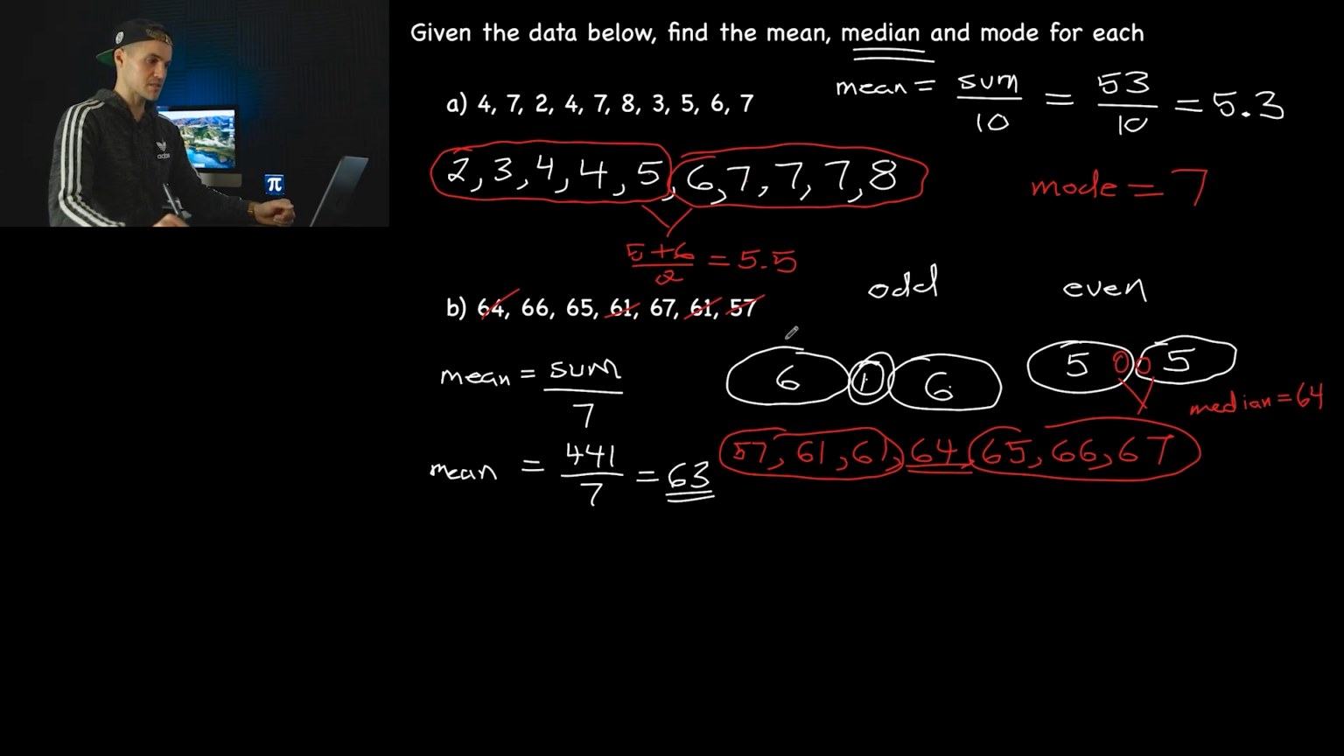And then what's the mode here going to be? The mode is the value which has the highest frequency. Well, notice the 61 is happening twice. That's the highest frequency. The rest have a frequency of 1. So in this case, the mode would be 61, like that.